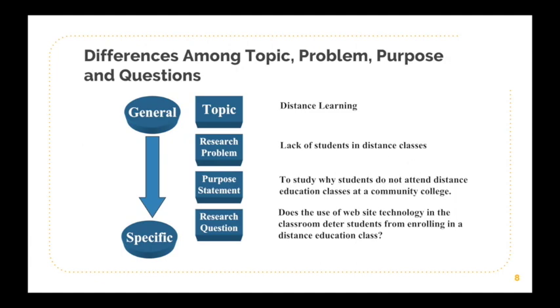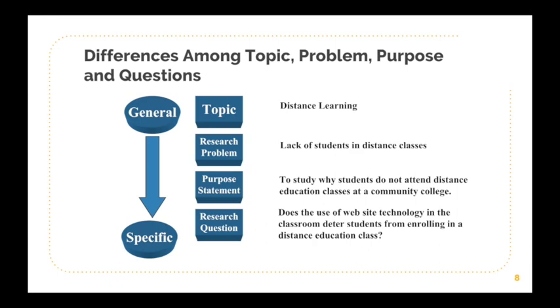Next, there is a difference among topic, problem, purpose, and question, from general to specific. The topic is about distance learning, a distance learning that makes a space between your audience and the speaker. Then the research problem is the lack of students in the STEM classes.